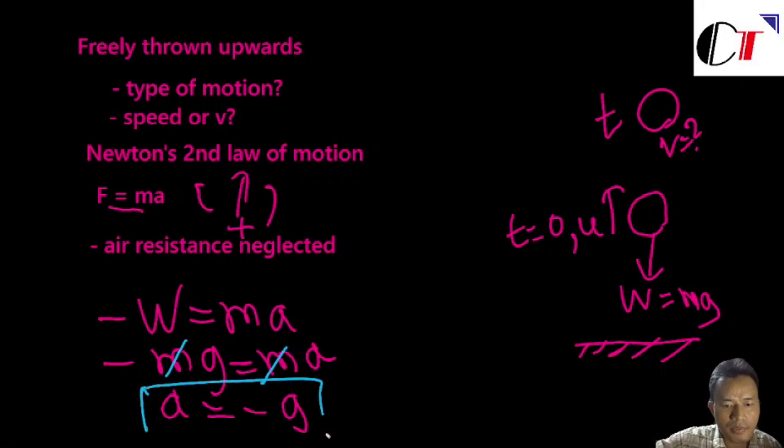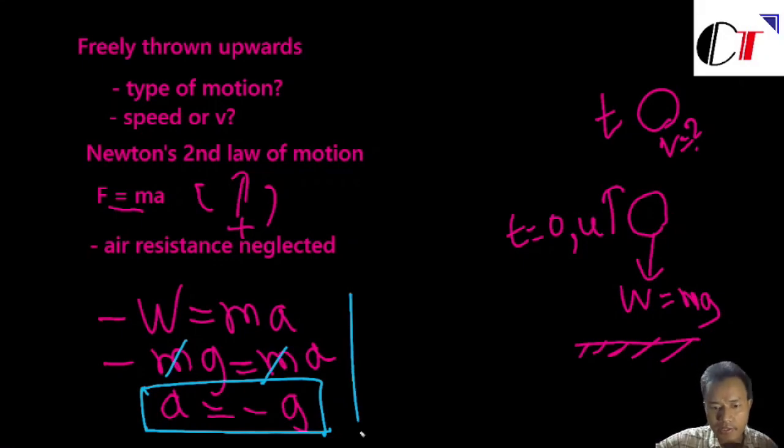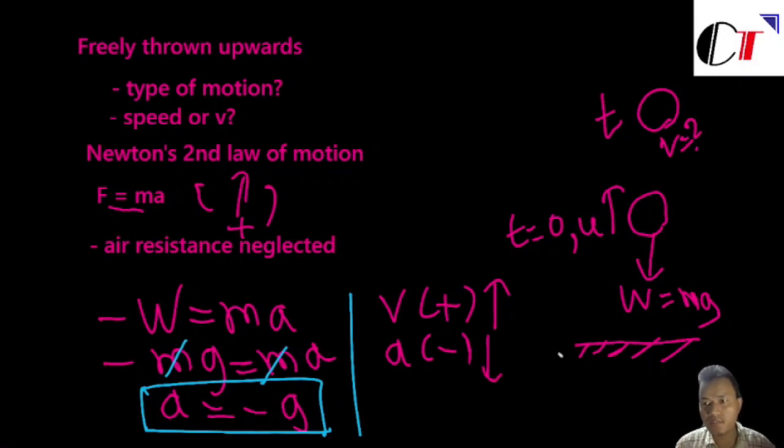So based on that, you have a kind of proof that the acceleration in the freely thrown upwards motion is just a equal to minus g. And of course, this means let's try to look at the direction of the acceleration compared with the direction of the velocity. So upward is taken as positive because it's in the direction of the object motion. And the acceleration is vertically downwards. So this means the direction of acceleration is negative.